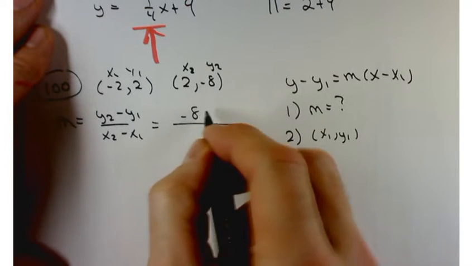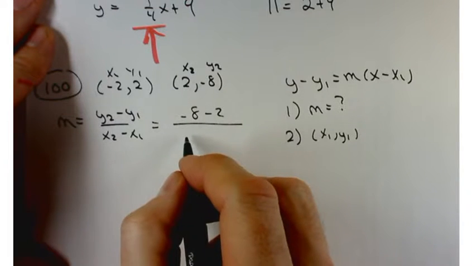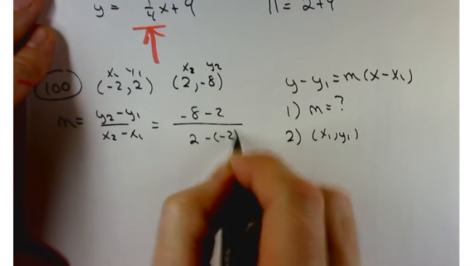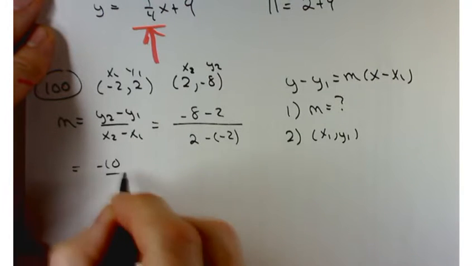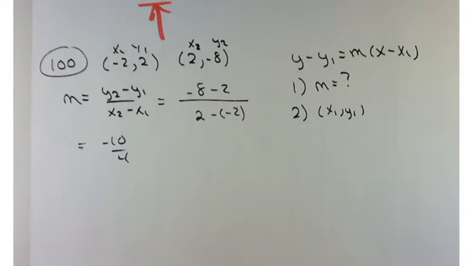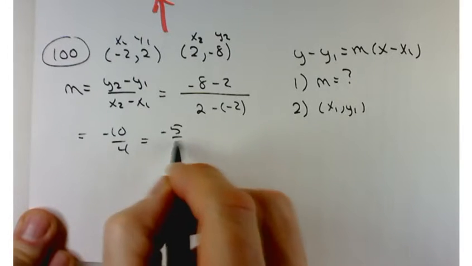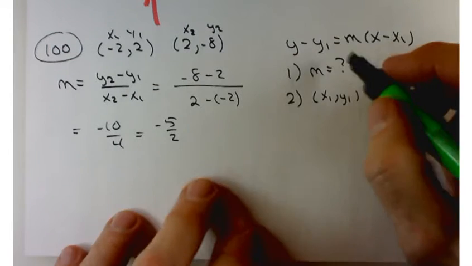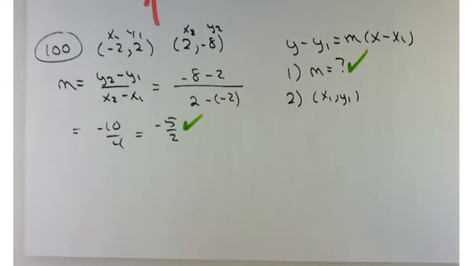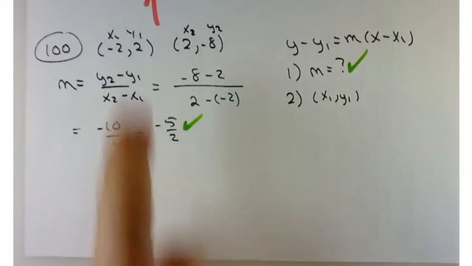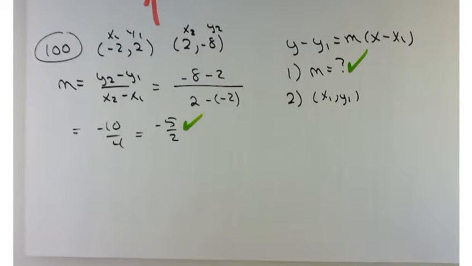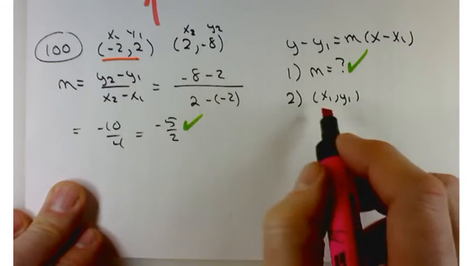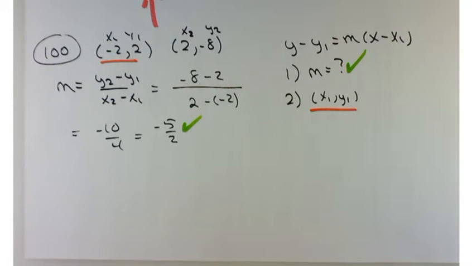Jessica, you're spot on. Thank you. Negative 8 minus 2 over 2 minus negative 2. That simplifies down to negative 5 halves. So great. We've got a slope. It's right here, negative 5 halves. Which point do we use? The good news is it doesn't matter. You can pick either point. So if one looks easier than the other, pick that one. If it doesn't, pick the other one.